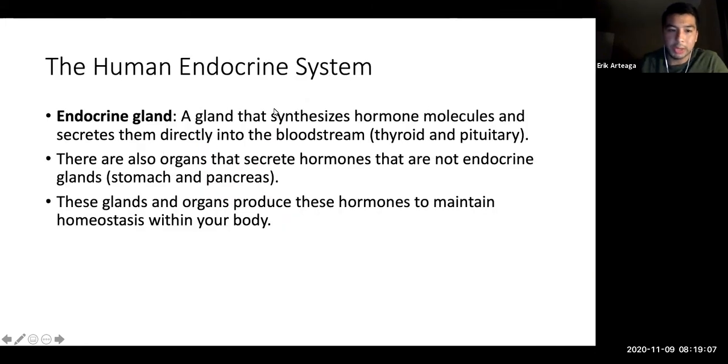All right, so the human endocrine system, we have an endocrine gland, a gland that synthesizes hormone molecules and secretes them directly into the bloodstream. Think thyroid and pituitary, which we're going to be talking about right now. There are also organs that secrete hormones that are not endocrine glands, such as the stomach and pancreas, right? Which we'll talk about a little bit of hormones associated with the pancreas and diabetes.